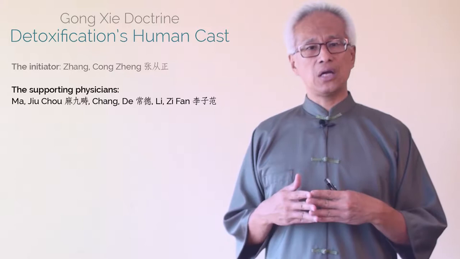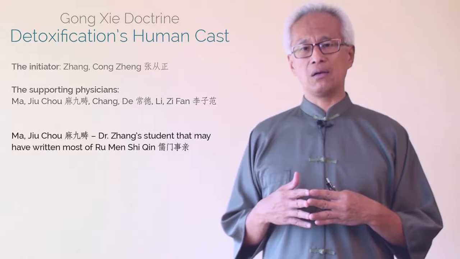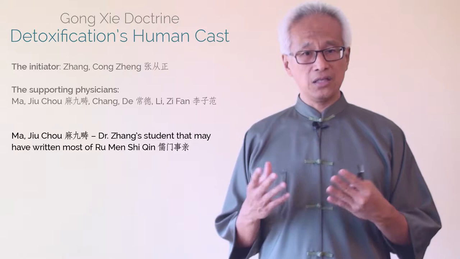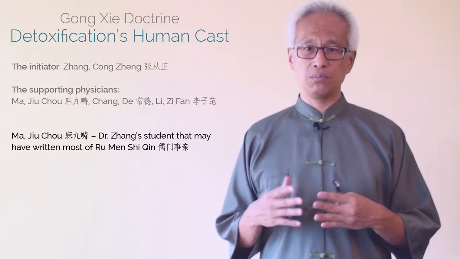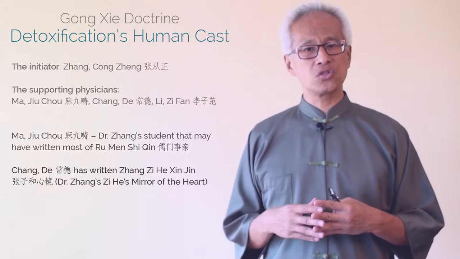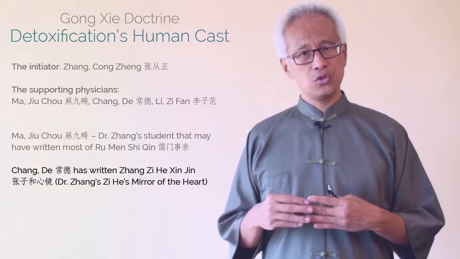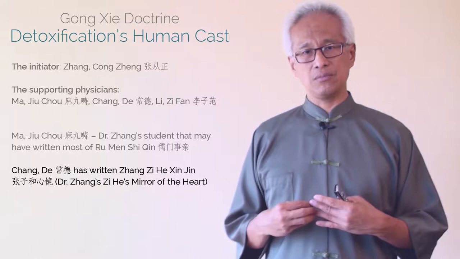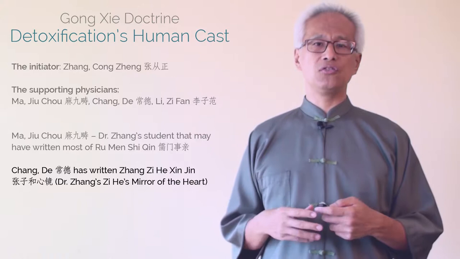Now, there are several key figures in this school. Zhang Zihe, or Zhang Congzheng, is the initiator. His students Ma Jiuchou, Chang De, and Li Zifang are the supporting physicians. For example, Ma Jiuchou is one of Dr. Zhang's favorite students, and he might be the one who wrote most of his publication, Ru Men Shi Qin, because Dr. Zhang Congzheng was a very busy clinician. Chang De wrote Zhang Zihe Xin Jing. Being respectful to his teacher, he put the teacher's name on the book, and it basically means Dr. Zhang Zihe's mirror of the heart. That means his essential understanding of medicine.